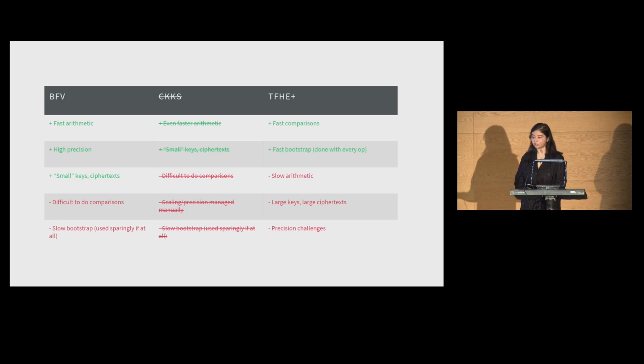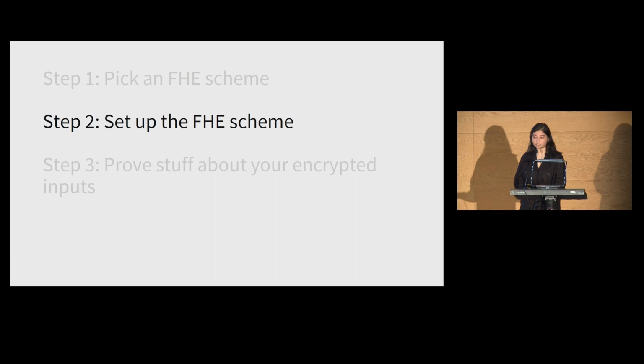TFHE, on the other hand, offers super fast comparisons, very fast bootstrapping. You generally bootstrap with every single operation. The downside is that arithmetic, particularly multiplications on encrypted data, is incredibly slow. The ciphertext and keys tend to be quite large, particularly in comparison to BFE. And finally, there are some serious precision issues with using this scheme. So it's often hard to do 32, 64-bit computation when you look at TFHE. So we figured out two FHE schemes that might be suitable for us. We'd be looking at either the BFE scheme or the TFHE scheme if we're interested in applying it to Web3.